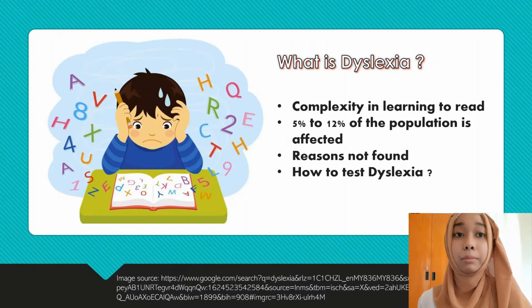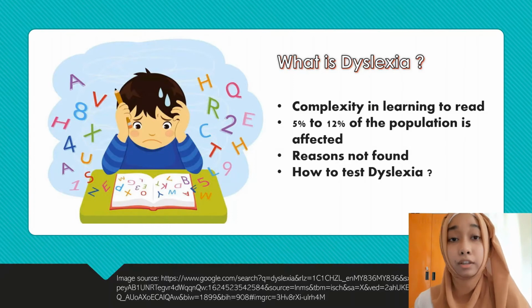Now, I will define what is dyslexia. Dyslexia is a particular problem in learning to read that is not caused by mental age or insufficient education. It's believed that between 5 to 12% of the population is affected by this disease. Dyslexia's biological causes and processes are yet to be found. It's typically diagnosed using specifically designed tests to measure various behavioral variables involved in the reading process.